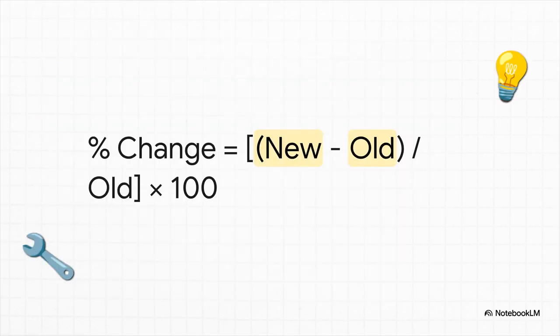And this is the magic formula behind it all. Well, it's not really magic. It looks super simple, and honestly, it is. You just take the new number, subtract the old one, divide that by the original old number, and then times it by 100 to get your percentage. That's it. This one formula unlocks so much.